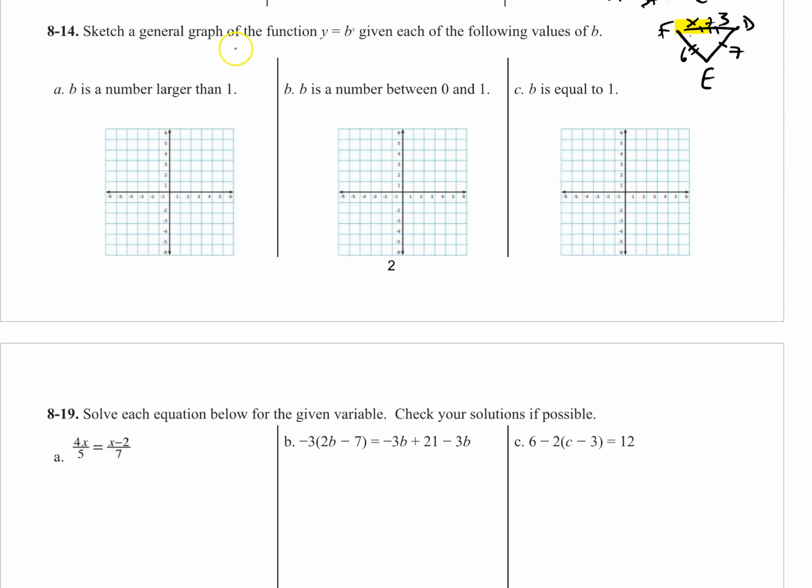8-14. Sketch a general graph of the function y equals b to the power x. Give each of the following values of b. Okay, so A, b is larger than 1. So if b is a number larger than 1, it just says a general graph.